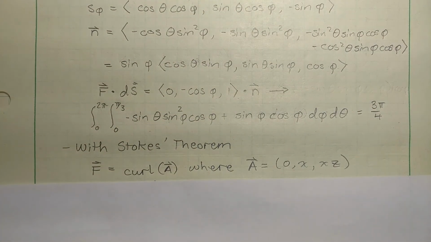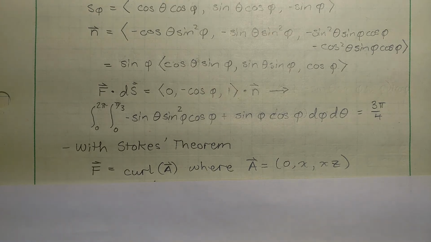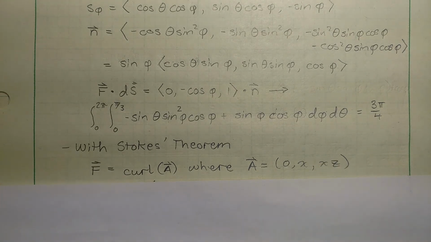They do tell us this, and if they didn't, we would have a much tougher time doing this problem. We know that F is equal to the curl of A, but we wouldn't know what A is if they didn't designate it to us. They designate that A is actually the vector 0, x, xz, but they want us to verify that this really does give us F if we take the curl of it. So let's verify that.